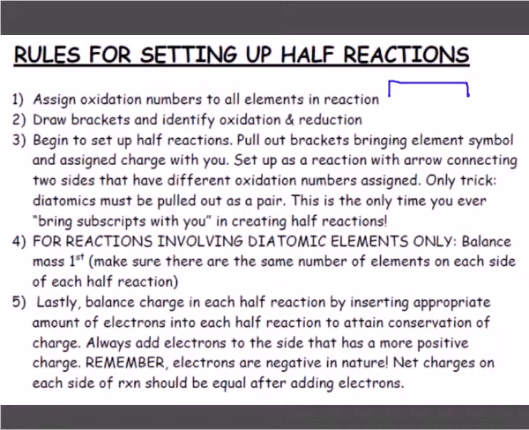Here's the trick, though, guys. Diatomics must be pulled out as a pair. Why? Because they exist together as diatomics. They are the only times where you're going to bring the subscript with you. No other elements will have subscripts. So if they have subscripts in a formula, how are we going to fix that? What are we going to use to make sure it's balanced out? Coefficients, like we've done all year long.